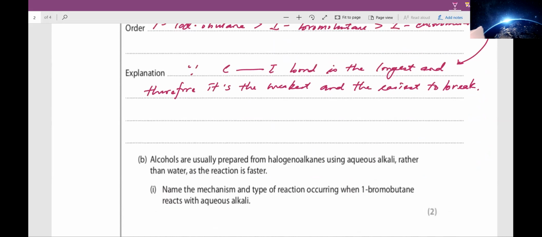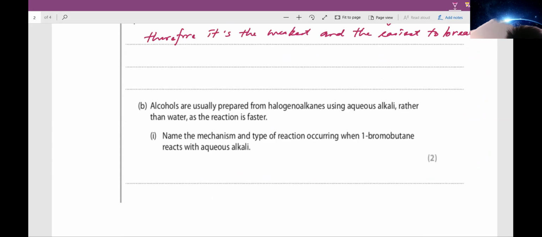Okay, so alcohol is usually prepared from halogenoalkane using aqueous NaOH, rather than water. Well, this is what I told you. Because this one is a stronger nucleophile because it contains a negative charge, but this one is neutral.